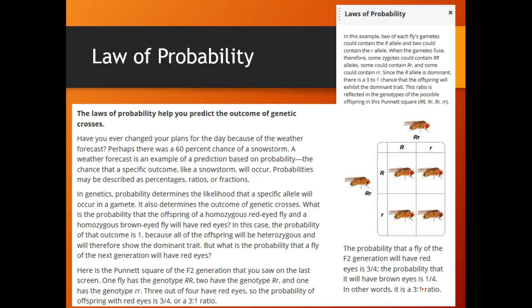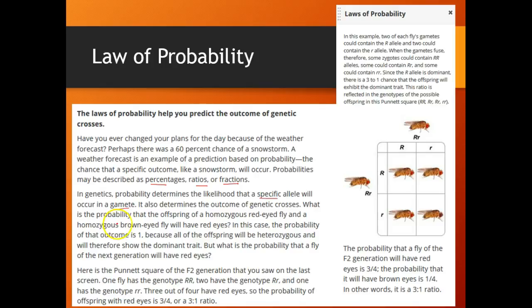Okay, so what that really shows you is that we can use the Punnett square to come up with different percentages or the probability that certain offspring of 2 parents will have a particular trait. Probabilities are usually described as percentages, ratios, or fractions, and you'll have to do some form of that in your assignments. In genetics, probability determines the likelihood that a specific allele will occur in a gamete. It also determines the outcome of genetic crosses.